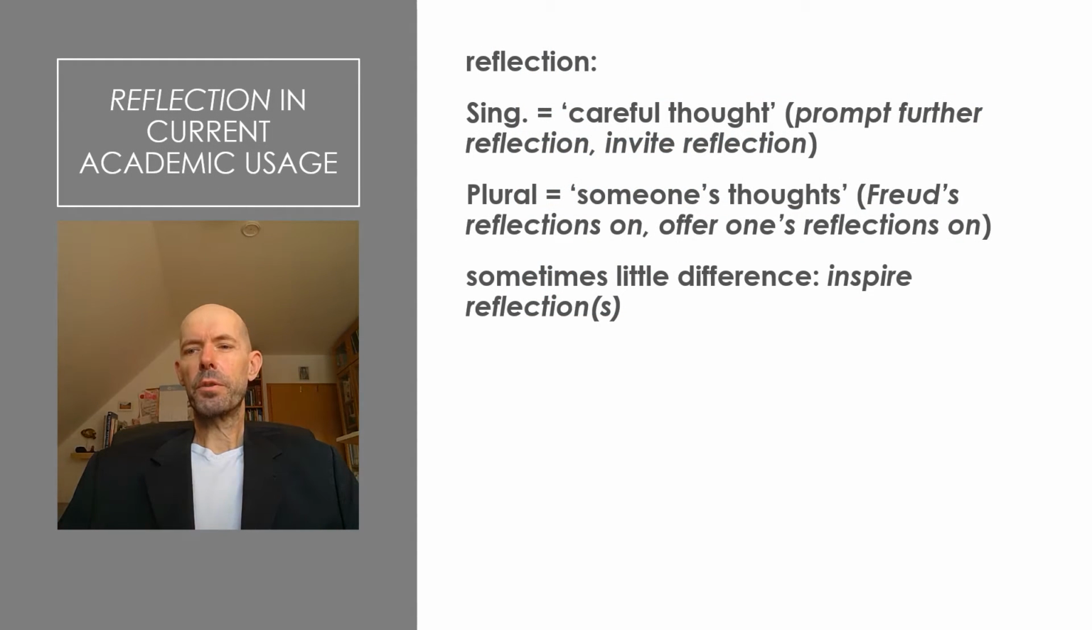Now, to find out whether this is an adequate rendition of Überlegung in this context, we need to do a corpus search. What we find is that these days reflection tends to be used in its singular form as an uncountable noun, meaning careful thought. So typical collocations are prompt further reflection or invite reflection. Its plural use is common in collocations such as offer one's reflections on something. And usage wavers occasionally in the case of collocations like inspire reflection or inspire reflections with little difference in meaning. So the translator's rendition turns out to be wrong. It could have been used in the 19th century. We find this use in Coleridge, for instance, but it's no longer appropriate today.